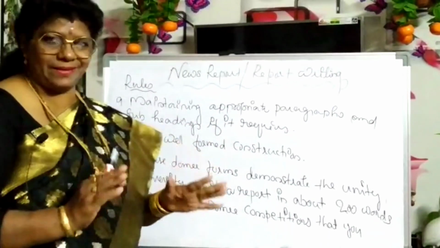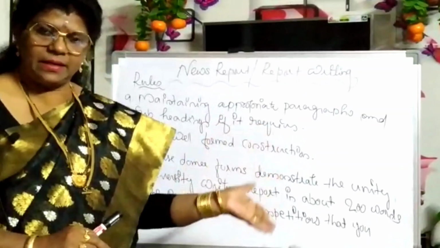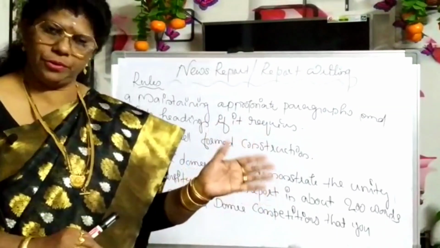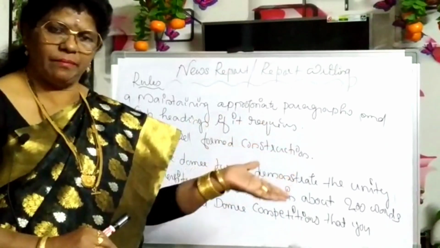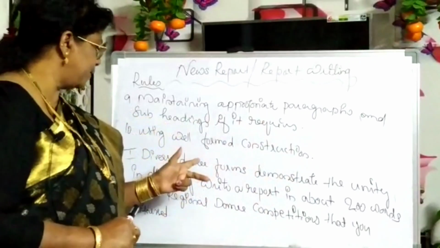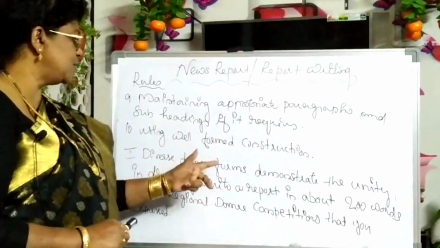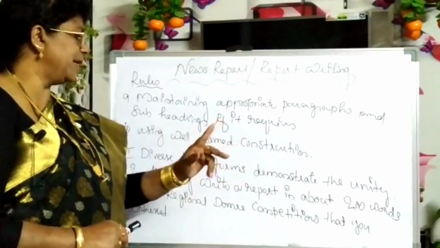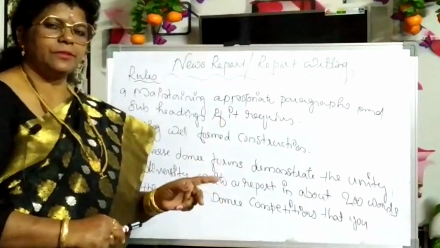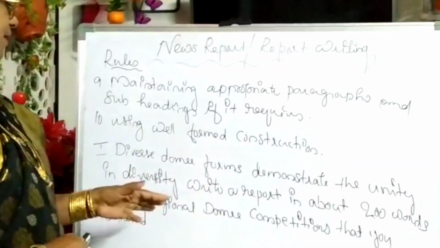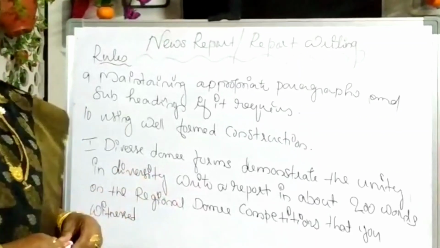Using well-formed construction. Well-formed construction in the sense, I'll tell you that format now, I'll show you that also. That construction must be as per the format. So let me give a question, then based on this question, let us discuss. Diverse dance forms demonstrate the unity in diversity. Write a report in about 200 words on the regional dance competitions that you have witnessed. This is the question.